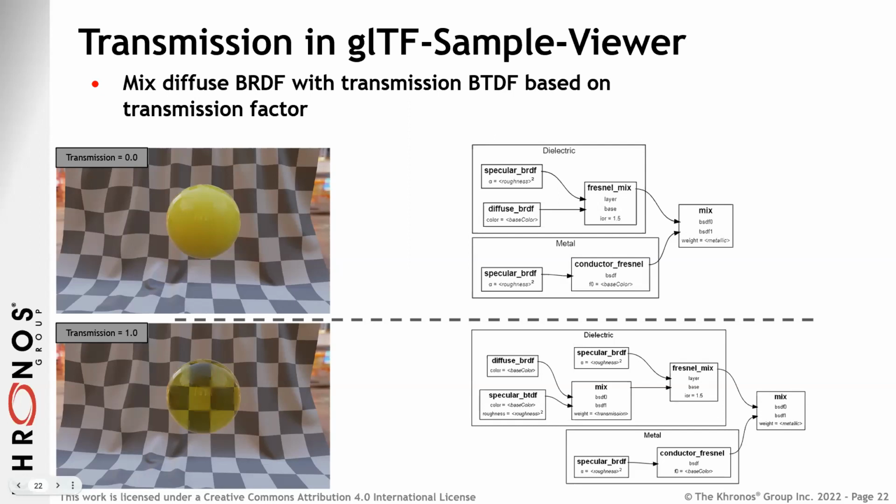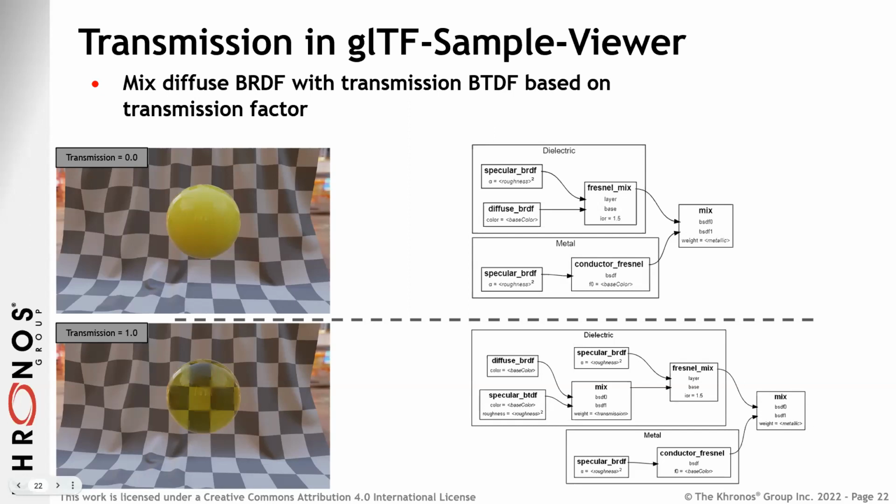We extend this to include transmission. Transmission is defined by light transmitting through the surface, and so our specular surface reflections are actually not affected. If you compare these top two renders, you might notice that the specular highlights are more or less the same in both renders. So what we are doing here is inserting this specular BTDF, which is controlled by a transmission factor here. So the transmission factor is going to give us a mix between the diffuse BRDF and the specular BTDF, right?